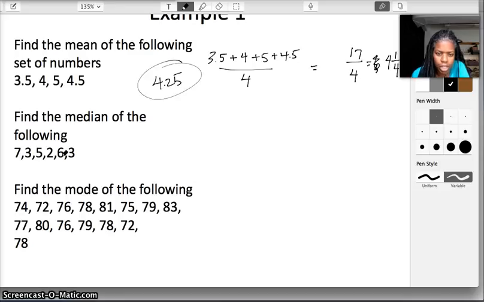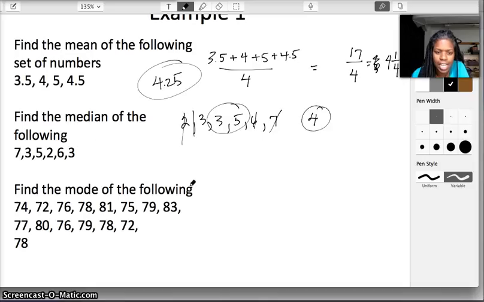Find the median. So remember, with the median, we need to make sure that we arrange it from least to greatest. So 2, 3, 3, 5, 6, and 7. Knock them off. And there's middle 2 numbers, so we need to take the average of these guys. And basically, when we're taking the average of 2 numbers, we're finding the number directly in the center of that. So that's going to be 4. So the median in this case is 4.